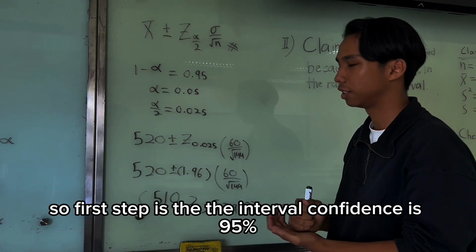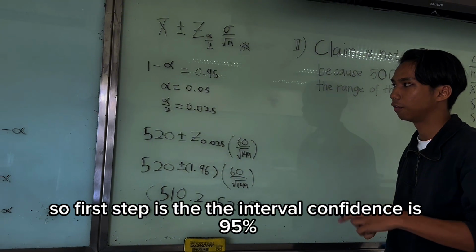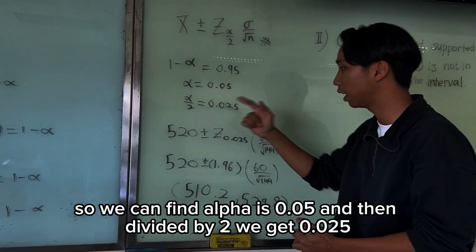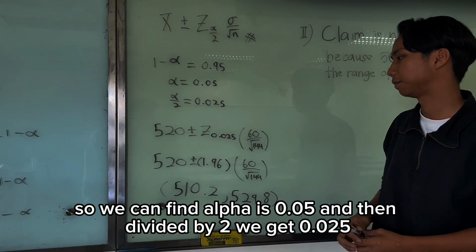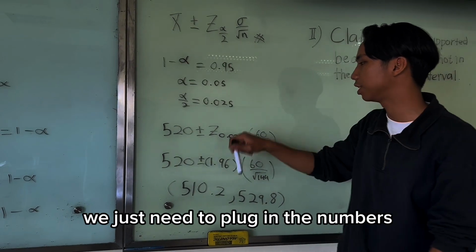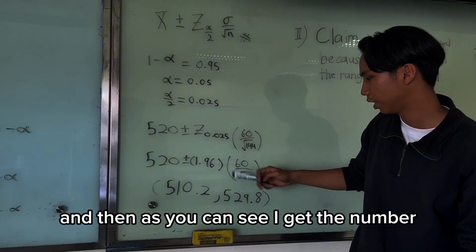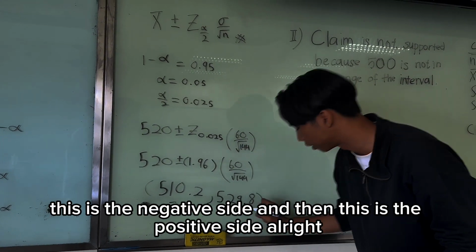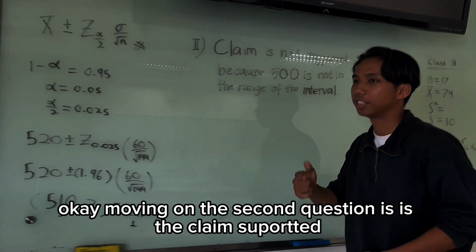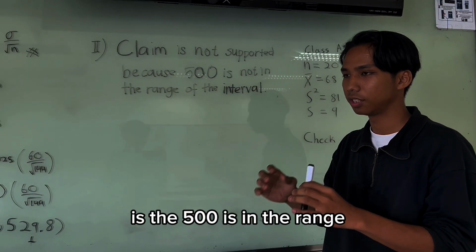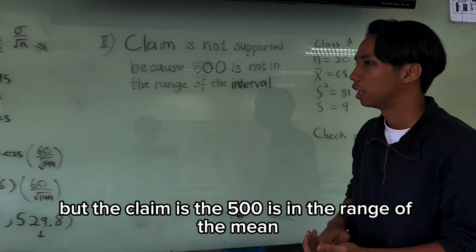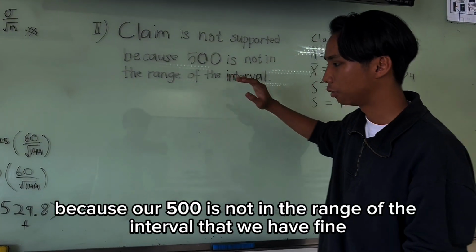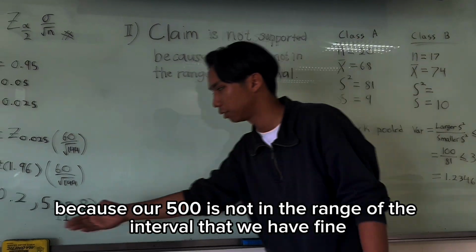The first step is the confidence interval is 95%. So we can find alpha is 0.05, and divided by 2, we get 0.025. As we get all this information, we just need to plug in the numbers, and as you can see, I get the numbers. This is the negative side, and this is the positive side. Moving on, the second question is, is the claim supported? The claim is that 500 is in the range of mu, but the claim is not supported because our 500 is not in the range of the interval that we have found.